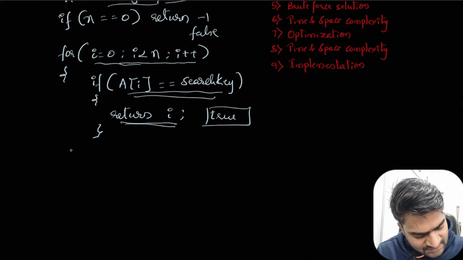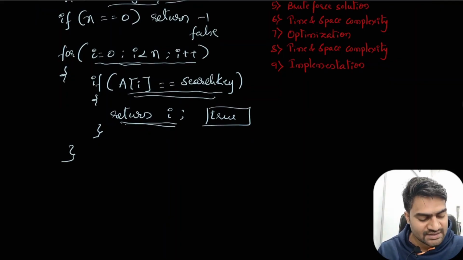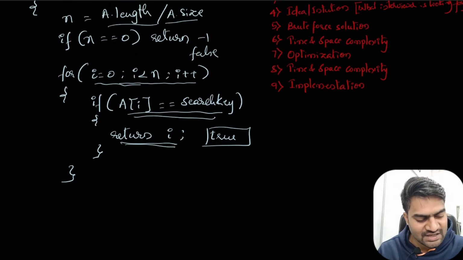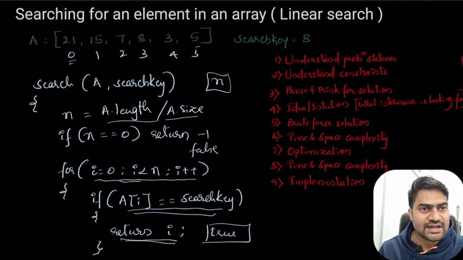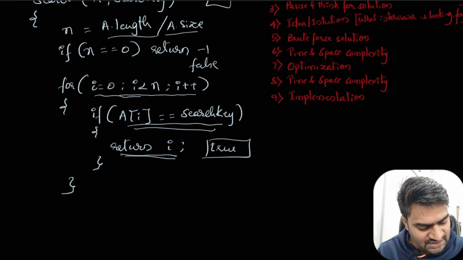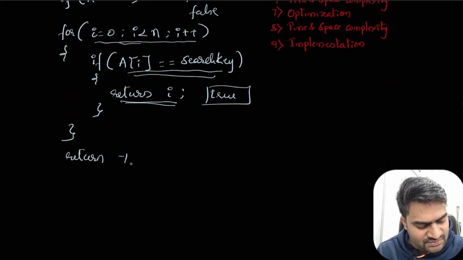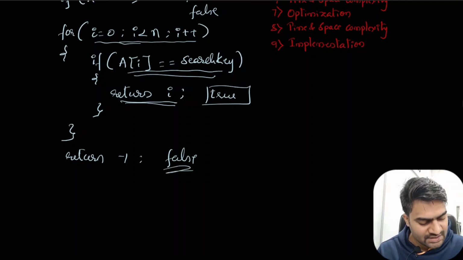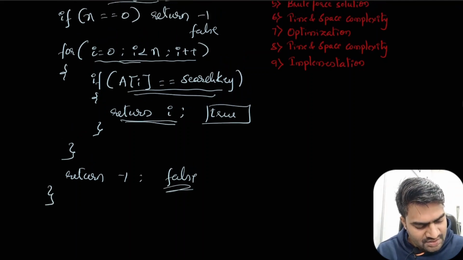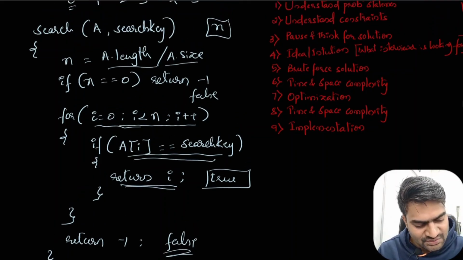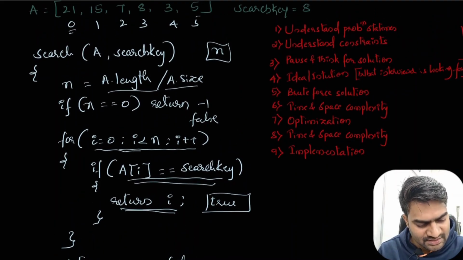Then after that, I will close this for loop, and at the end, if at all we don't find any element in this entire array, then we will simply return -1 or false. Okay, so this is how the pseudocode looks like. Now let us try to do a quick dry run.